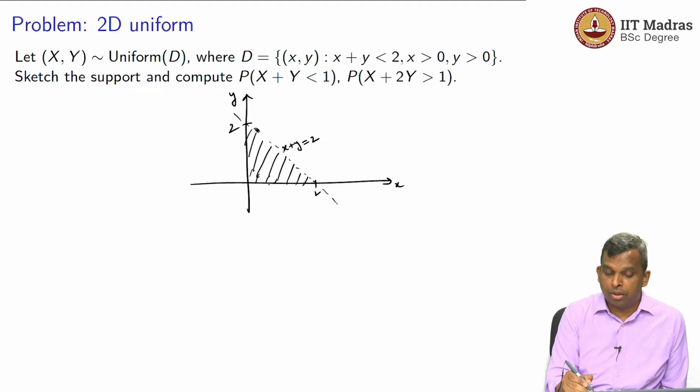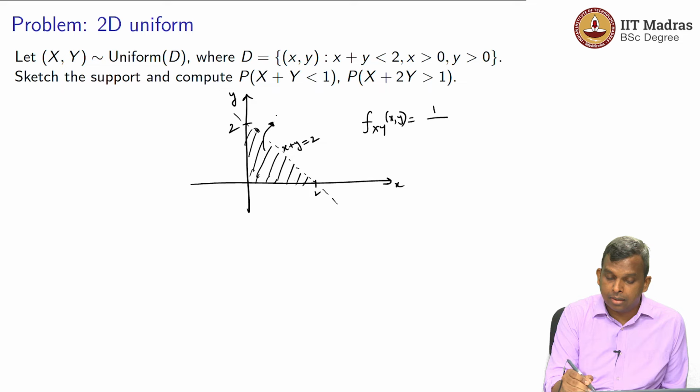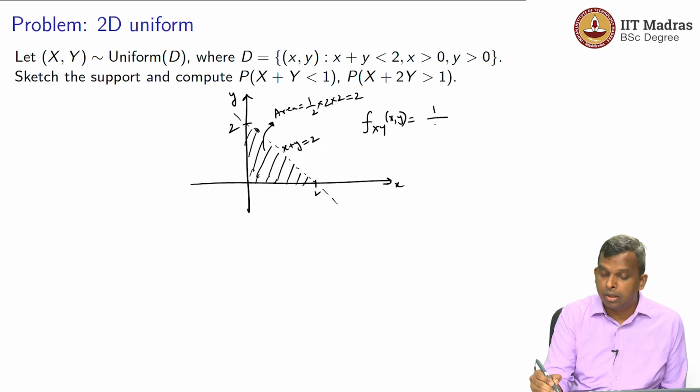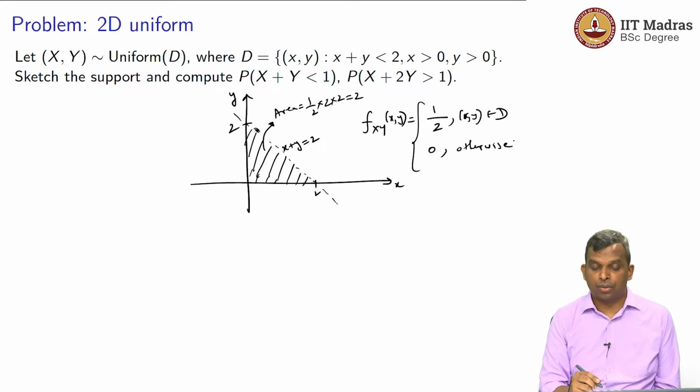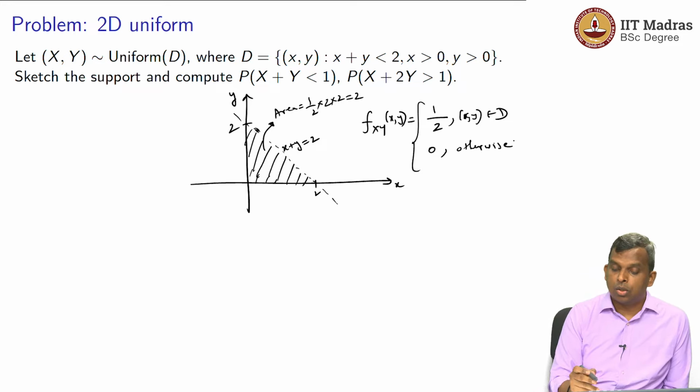And what is your f_XY of x,y? It is going to be 1 by the area. What is the area? The total area is half into base into height, 2 into 2, that's 2. Okay, so it's going to be half for x comma y in D, which is this triangular area, and 0 otherwise. Okay, so this is the density function. All right, so that's good to know. So the total area is 2, so we are seeing that.